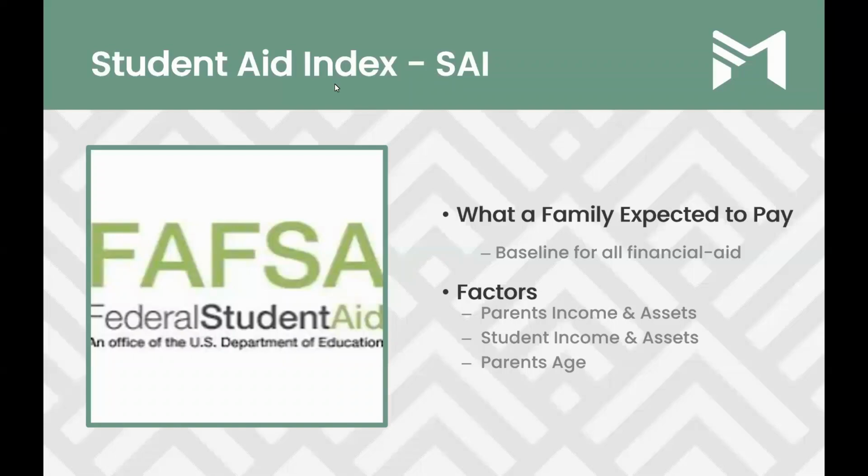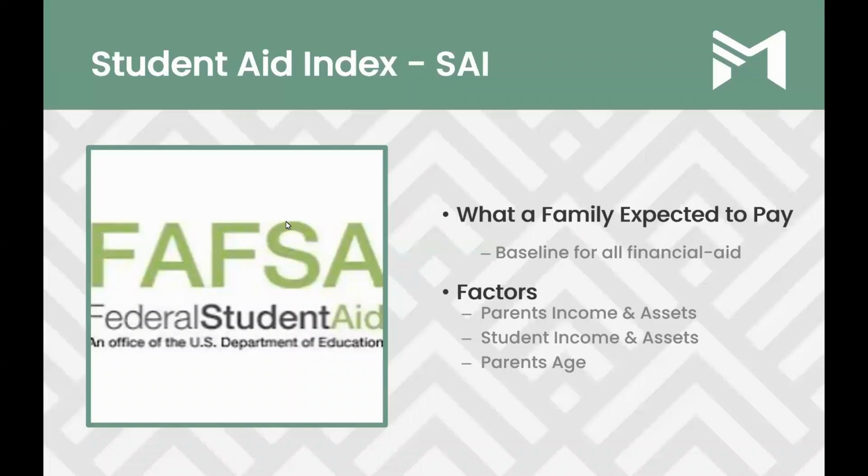How to calculate your student aid index. Student aid index is the baseline for all financial aid, and it helps families understand what they're expected to pay. By filling out the FAFSA October 1st of your student's senior year, you will get the student aid index. But please, families, understand your student aid index early in your college planning time, not later.